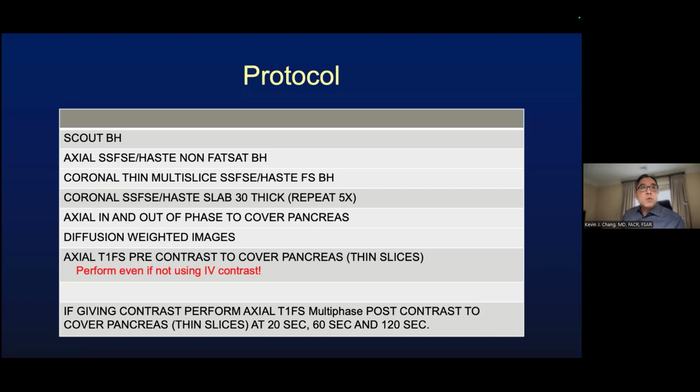And then we will do an axial T1 fat sat pre-contrast, even when you're not giving IV contrast, to cover the pancreas, because the intrinsic T1 hyperintensity of the pancreatic parenchyma is important to see. And then obviously we will repeat that pulse sequence in multiple phases following the administration of IV contrast when you're looking for abnormal enhancement.